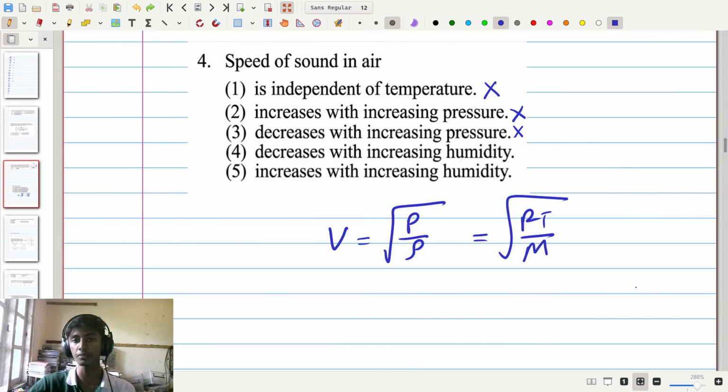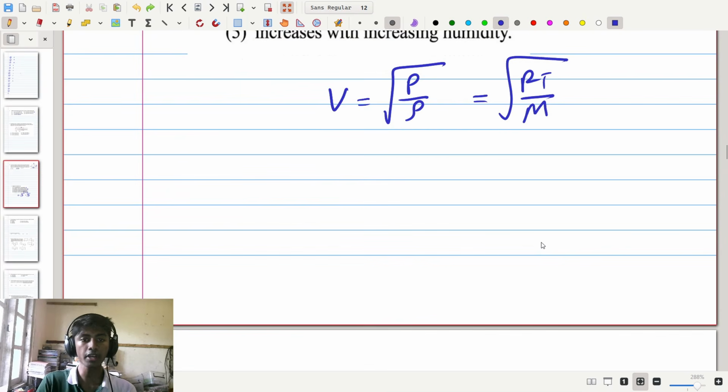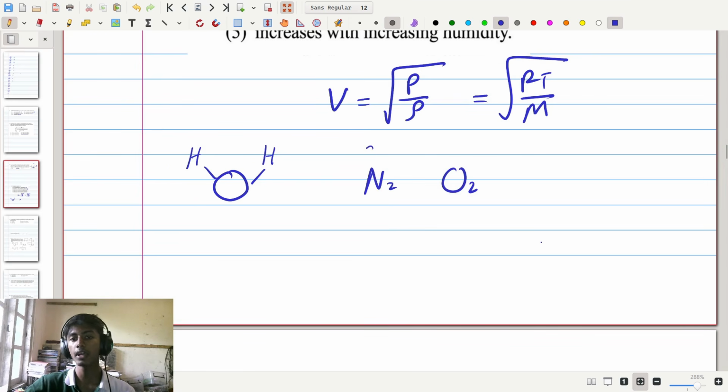Now moving on to the last two, they say it decreases with increasing humidity and it increases with increasing humidity. Now humidity here is the concentration of water vapor in the air. Now considering water vapor is made of water molecules which have the formula H2O and are basically one oxygen atom and two hydrogen atoms connected like so. Now if we consider normal air is mostly made of nitrogen gas and oxygen gas. It's about 80% nitrogen and 20% oxygen.